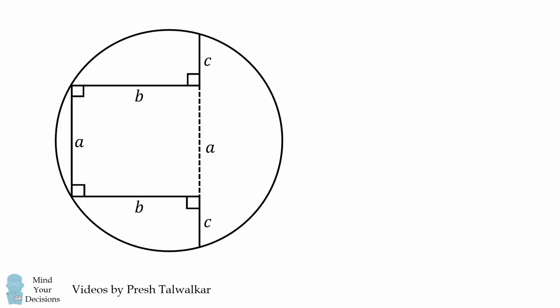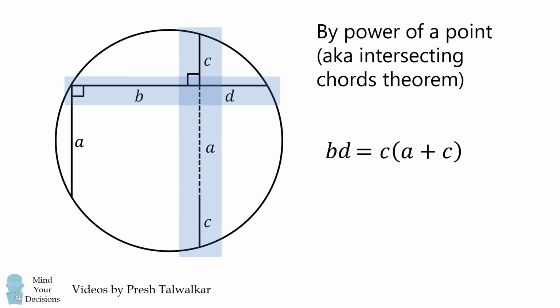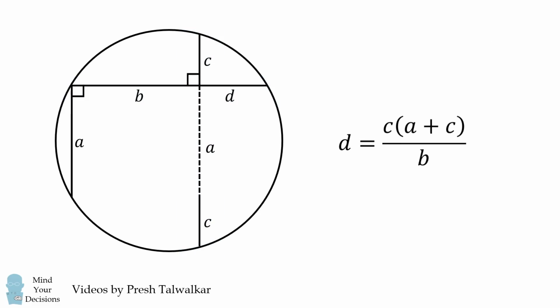We then extend the line segment with a length of B to the other side of the circle, and label this length as D. By power of a point, or the intersecting chords theorem, we must have B multiplied by D is equal to the product of C and A plus C. We divide both sides by B to get the following formula for D.